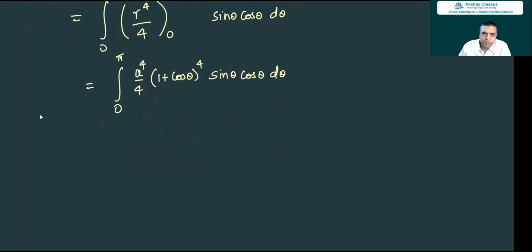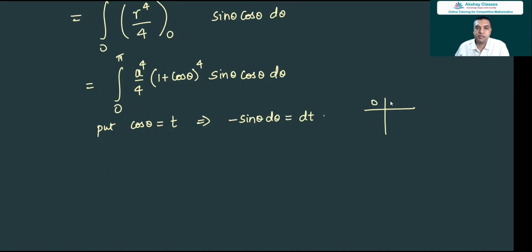So now everything is in terms of cos theta. This is 1 plus cos theta whole power 4. So it's a binomial. Now instead of going that way, we can easily substitute cos theta as t. Then we get minus sine theta d theta is dt. And look at the limits.